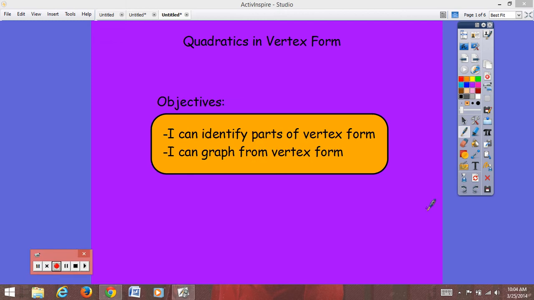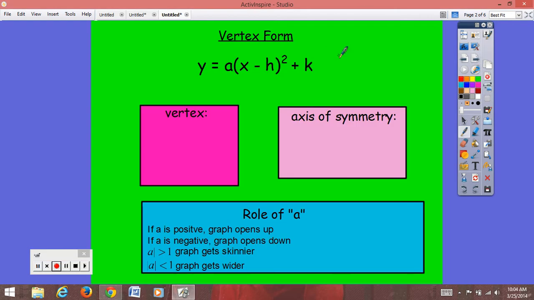So the topic of today's video is graphing quadratics in vertex form. Our objectives: I can identify the different parts of vertex form, and also I can graph from vertex form. So this is a new form of equation we haven't seen. y equals a times (x minus h) squared plus k.